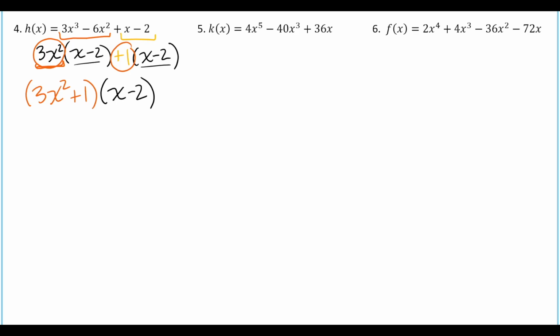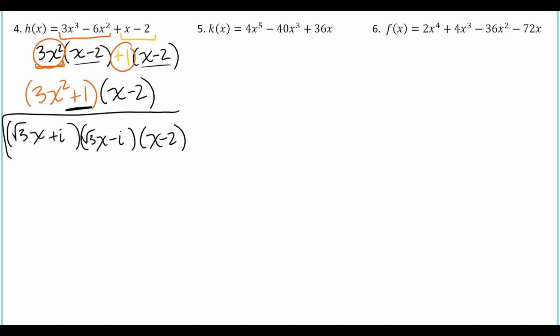3 is not a perfect square, but we can still square root it. So what it will factor into is the square root of 3x for the first term in our factors. I'm going to write that a little bit smaller. And we still have x minus 2. So I have root 3x, and just like before, I have a plus 1. 1 is a square number, but instead of plus 1 and minus 1, I have plus i and minus i, because this is the sum of squares. And now it's fully factored.